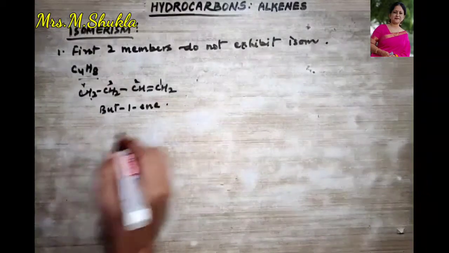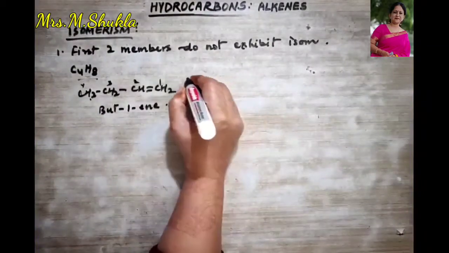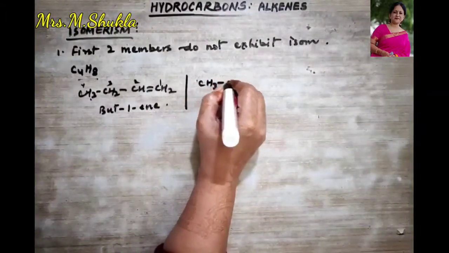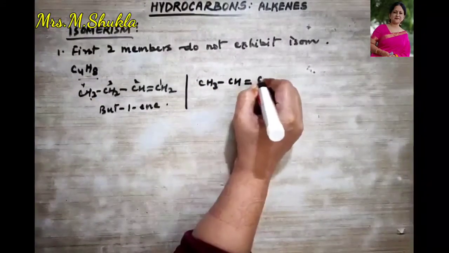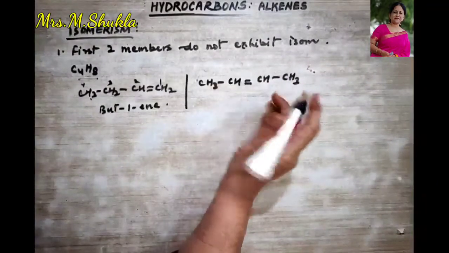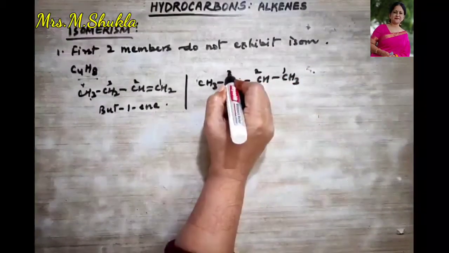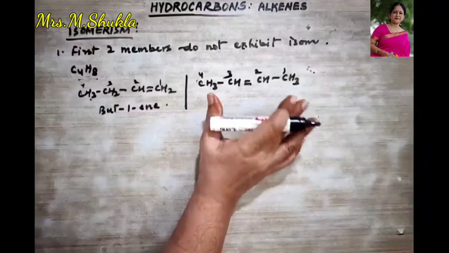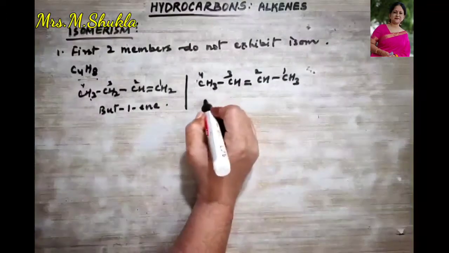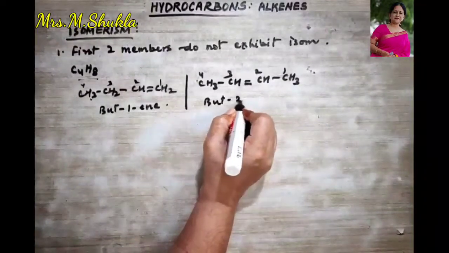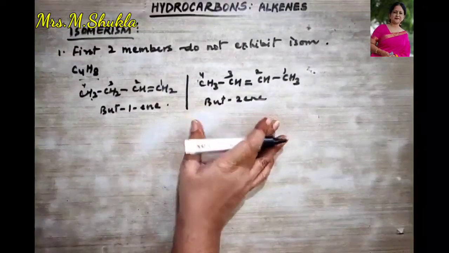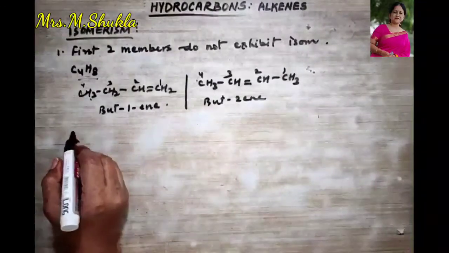Now let us see another one. I'll draw it on this side: CH3, CH double bond CH, CH3. Now we have 1, 2, 3, 4, so 4 carbon atoms and 8 hydrogen atoms. Name this. This is your but-2-ene.